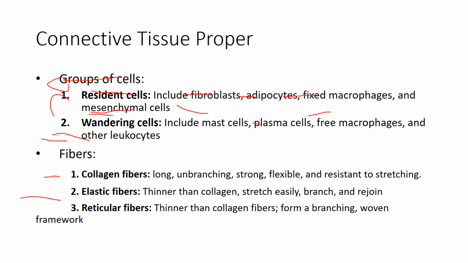All right, and then lastly, we have the reticular fibers. So these are going to be even thinner than collagen fibers, also are going to form a branch, and these are going to form a meshwork. And so kind of think of a hashtag sign as the appearance of them. And so we'll find this in the liver, the lymph nodes, and the spleen.